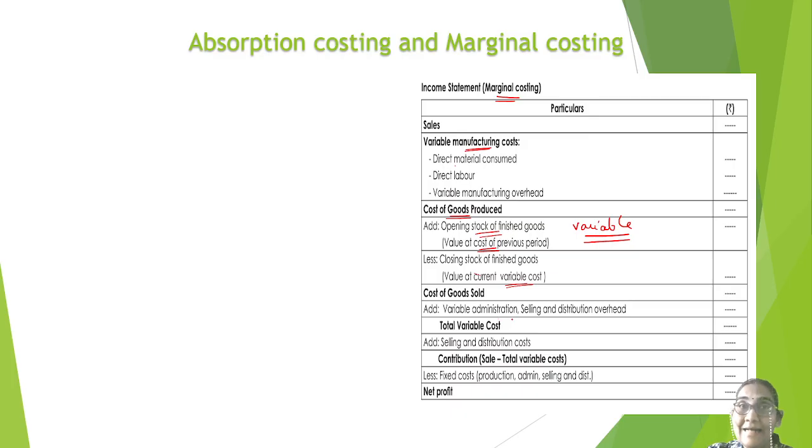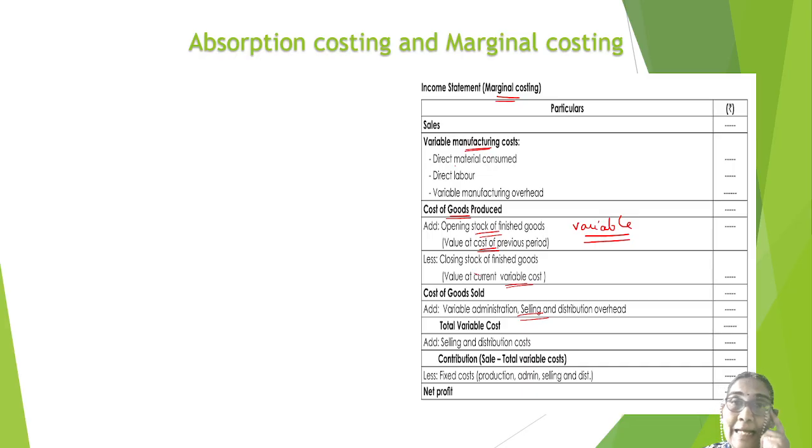To that you will add the variable administration, selling, distribution overheads to give you the total variable cost. After you subtract all the variable costs from the sales, you will get contribution. So basically, contribution is towards recovering the fixed cost. From the contribution, you will subtract the fixed cost, whether it is production, admin or selling and distribution fixed cost, to get the net profit.